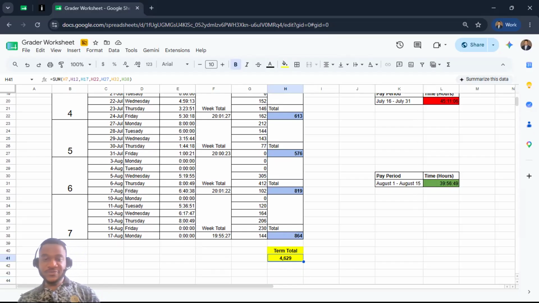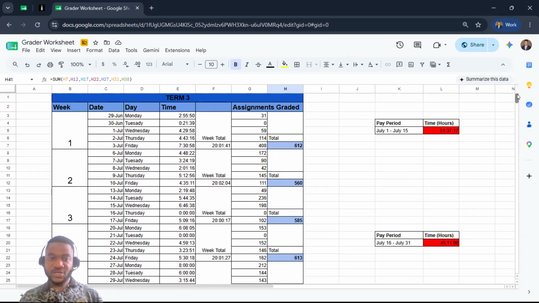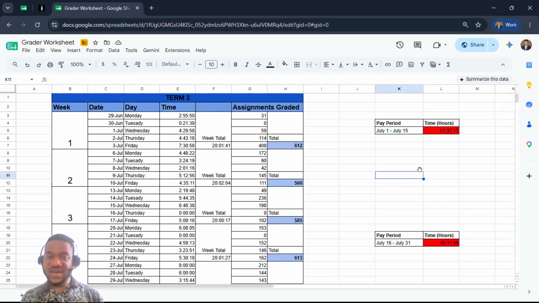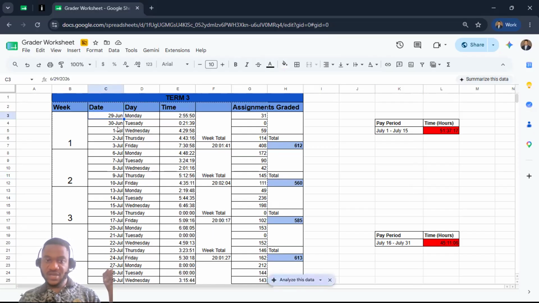Now let's move to my grader worksheet. The thing that I just added a few days ago is the pay period. If you look at the pay period, you see that this term we have four pay periods, but the first 2 days of the term were from the previous pay period, which is the 29th and 30th of July.